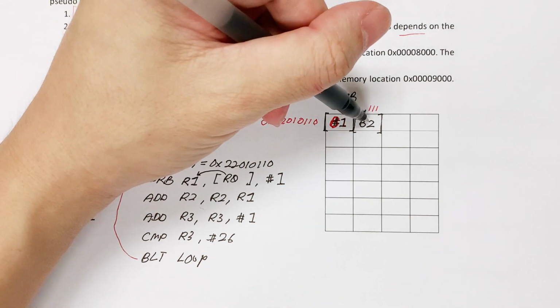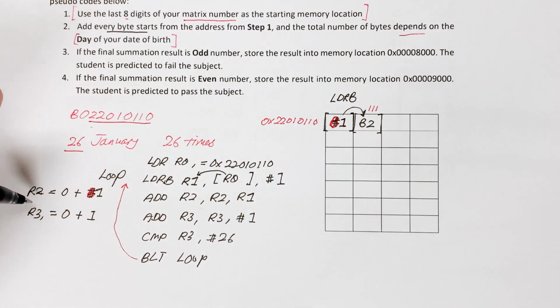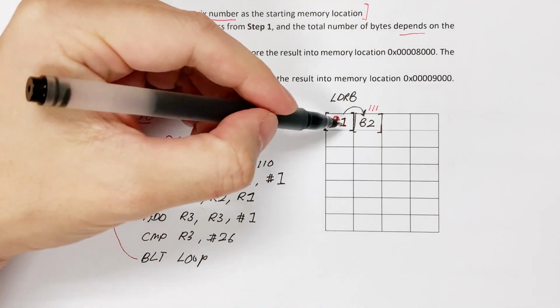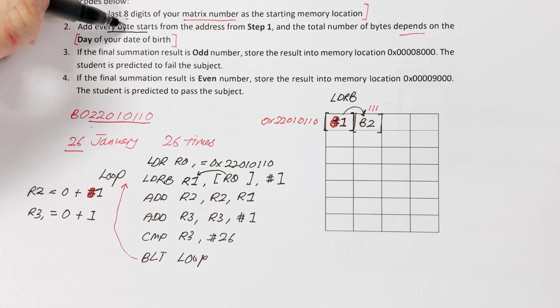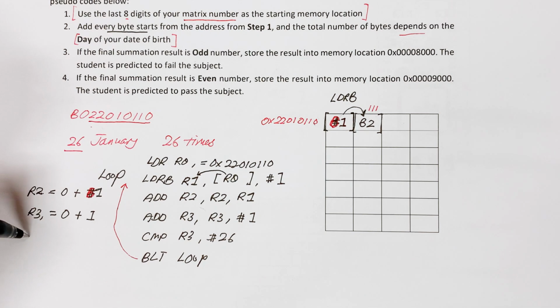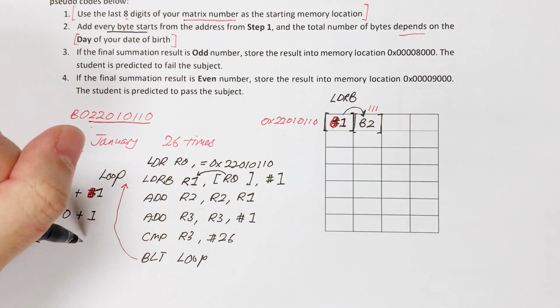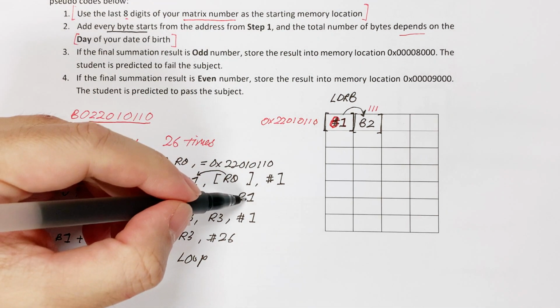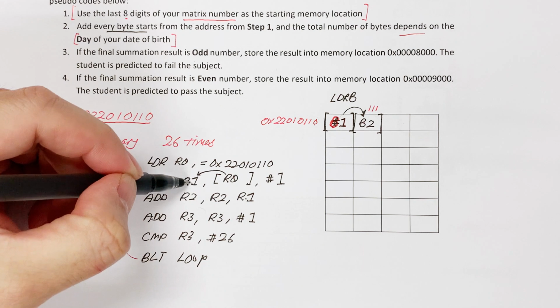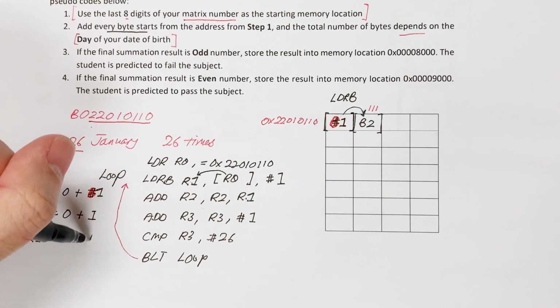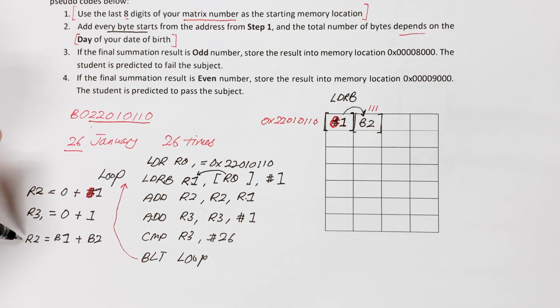Register 1 now has the value of byte 2, and register 2, which we use to store our total result, starts from this location and adds every byte from there. On the second iteration, register 2 has byte number 1, which we got from the first location, and now it has to be added with register 1, which we just loaded from location number 2, B2, and the result is stored in register 2.